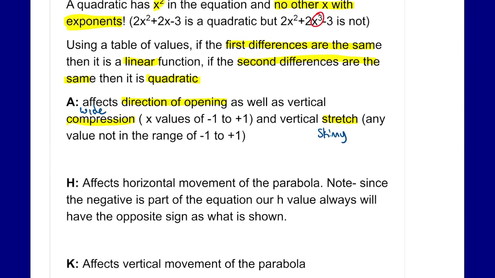H affects the horizontal movement. So horizontal movement, this would be left and right. So you can think of H as horizontal. One thing to note: since the negative is part of the equation, our H value will always have the opposite sign as shown. So whatever we see, it's going to be the opposite.